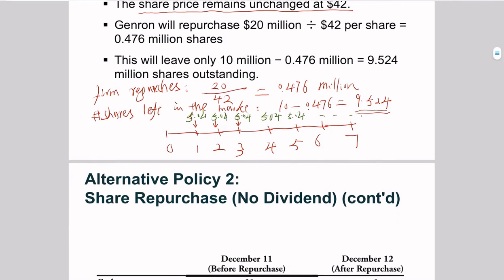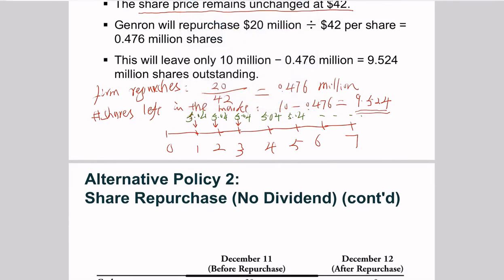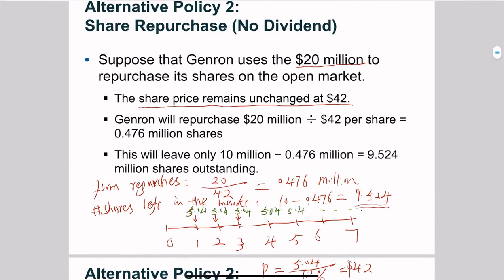And now, clearly, we could value these cash flows using this perpetuity formula, right? So the share price would be given by 5.04 divided by the cost of equity. So this gives us $42. So we can see that basically if the firm pays out this cash by using share repurchase, then we can verify that indeed the firm's share price after the repurchase should stay the same. It's still $42.